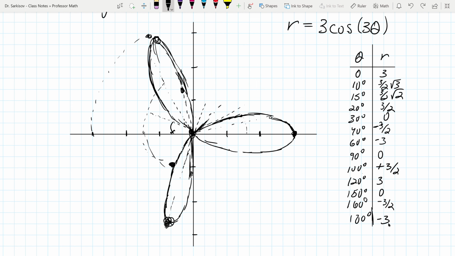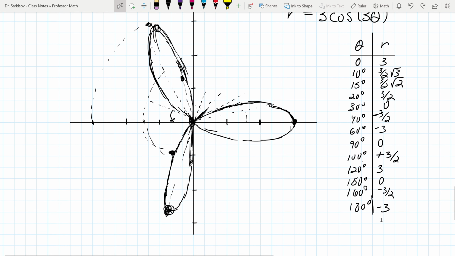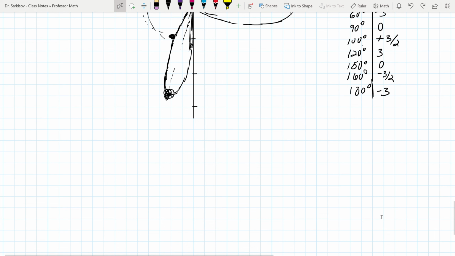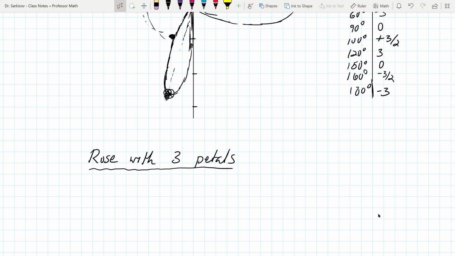And so that's that. This is called a rose with 3 petals. Wow, right? A beautiful graph. Actually, in mathematics, this is something called the rose with 3 petals. Okay. Wow. So hopefully that was interesting.